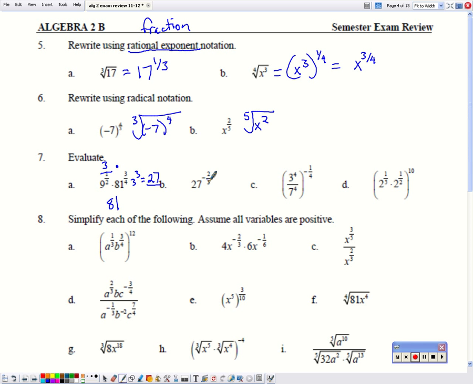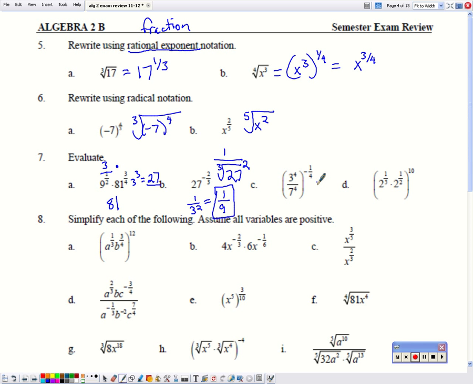B, I have 27 to the negative 2/3. So I'm going to rewrite that completely. The negative makes it 1 over. The 3 is a cube root, and the 2 is a square. Now, I know that the cube root of 27 is 3, so I'm actually going to put the square outside and take the cube root first. So that would give me 1/3 squared. 1/3 squared is 1/9.